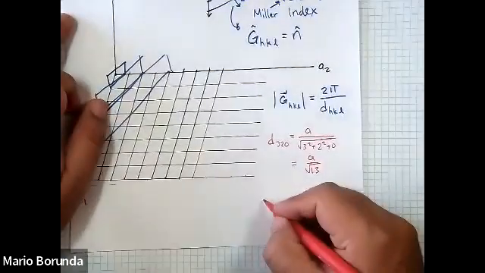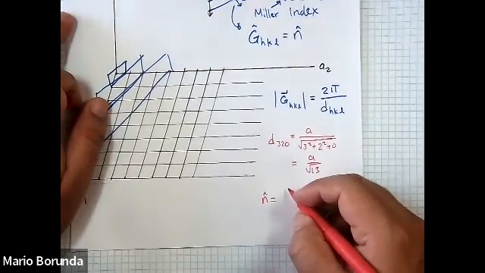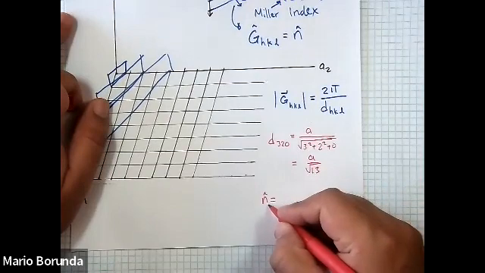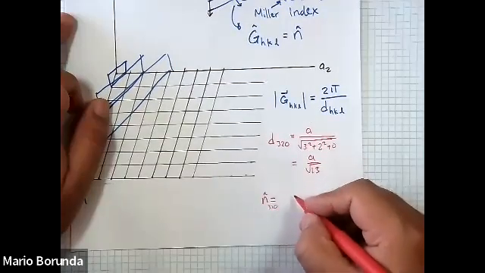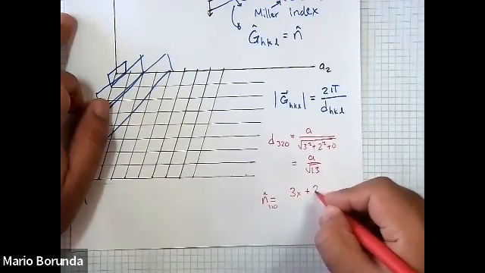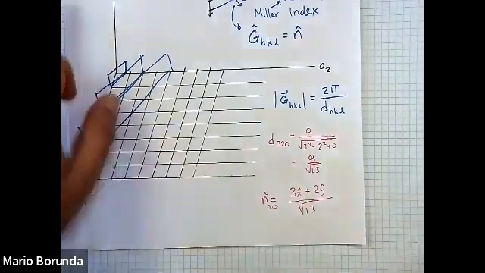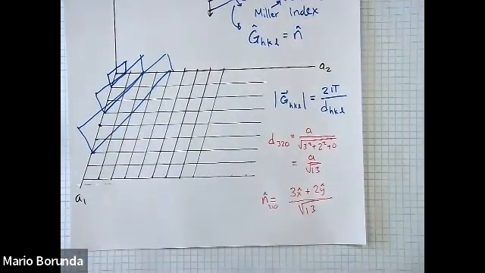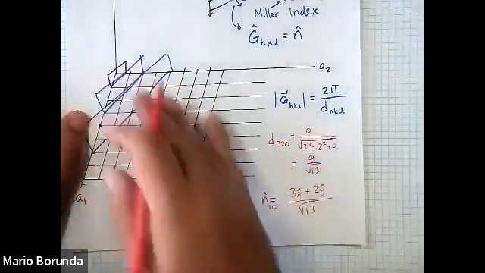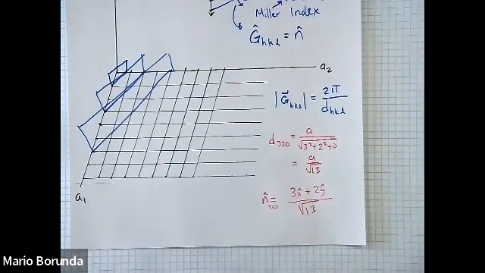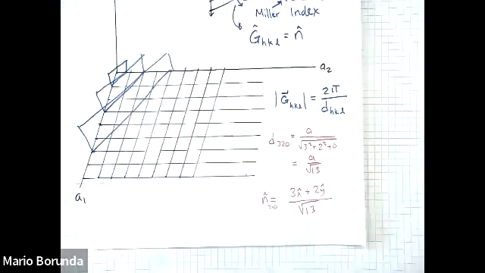And then this normal vector to this plane 3, 2, 0 is 3 in the x, 2 in the y hat direction, divided by the square root of 13. So the distance between planes is A divided by the square root of 13. We have that normal vector coming out of the thing. And that's what we were thinking before, right? That's the distance between those guys right here, and so forth.